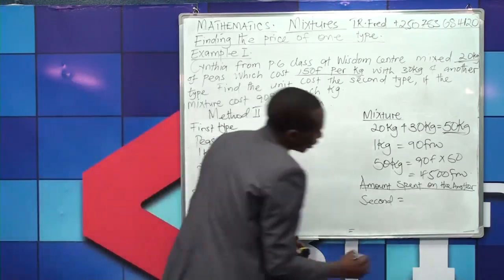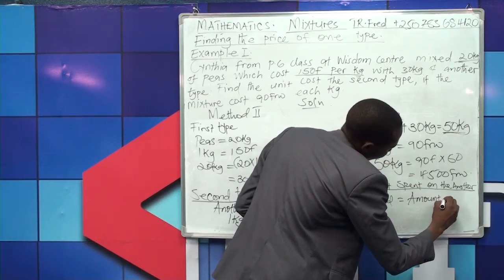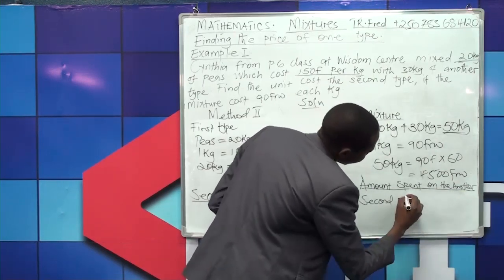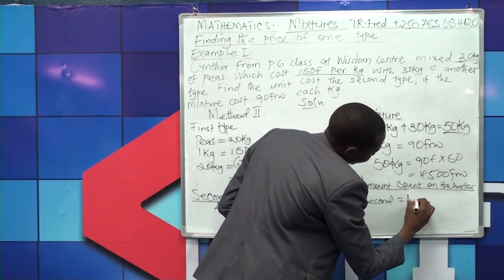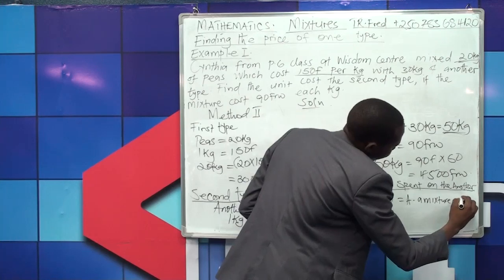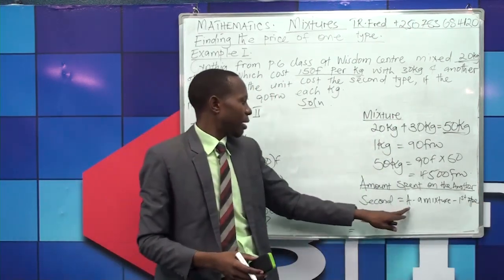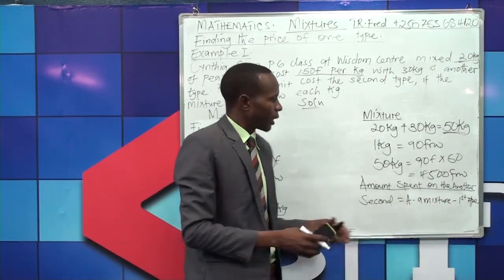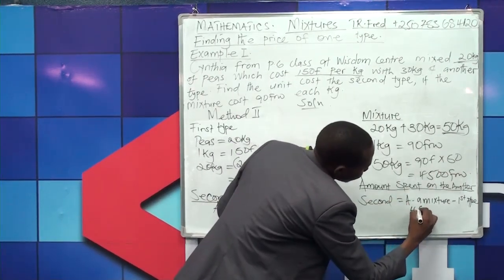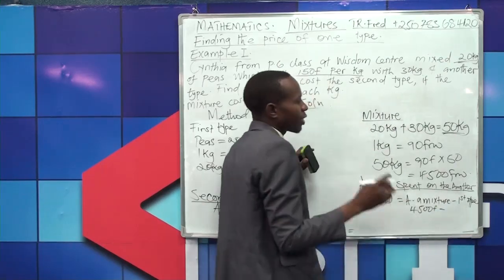For us to find that amount, we shall get the amount of the mixture. Let me write it in short form because of the nature of my chalkboard that I'm using. So I'll say amount of a mixture minus first type. So I want us to find the amount. We first get the amount of the mixture, and we have identified our amount of the mixture as 4,500. So we shall get 4,500 francs. That is the amount spent on a mixture only. We take away the amount spent on the first type.